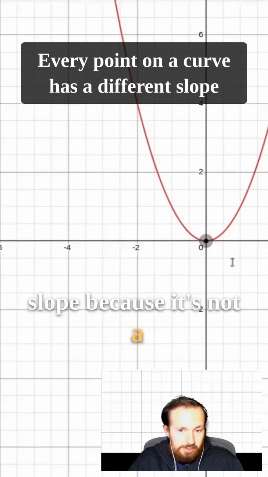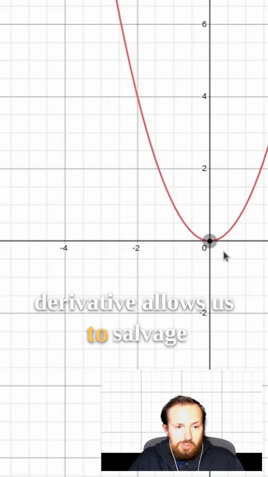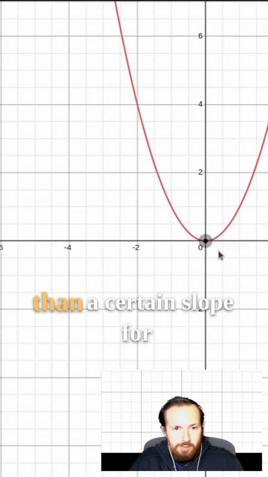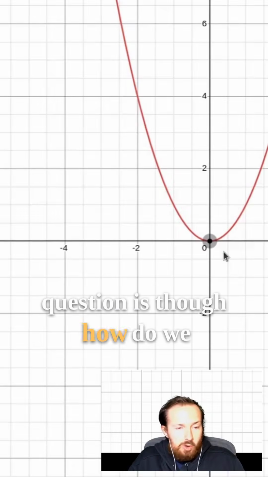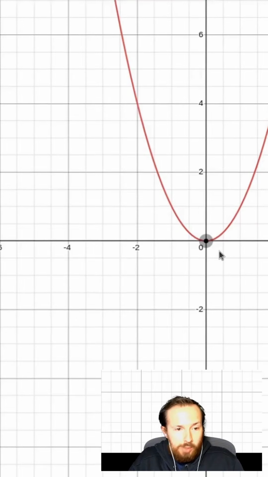the slope because it's not a straight line. However, the derivative allows us to salvage this idea by assigning a certain slope at each point rather than a certain slope for the entire graph. The question is, though, how do we do that? How do we actually tell which slope we should assign at each point?